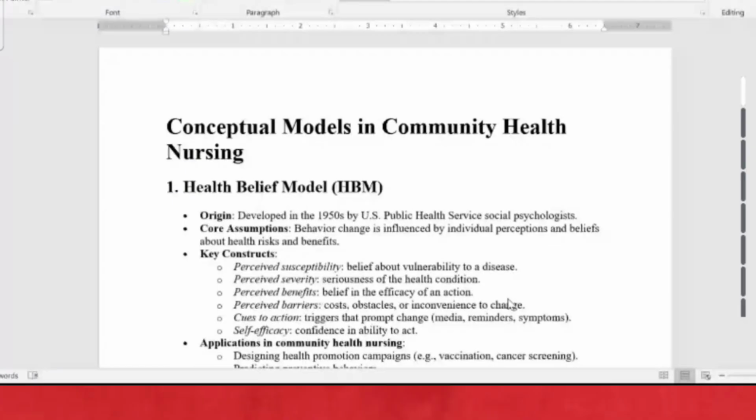The first one is called health belief model. So let me try to remind someone here to read now. Melvin Lusweti, you can read for us.